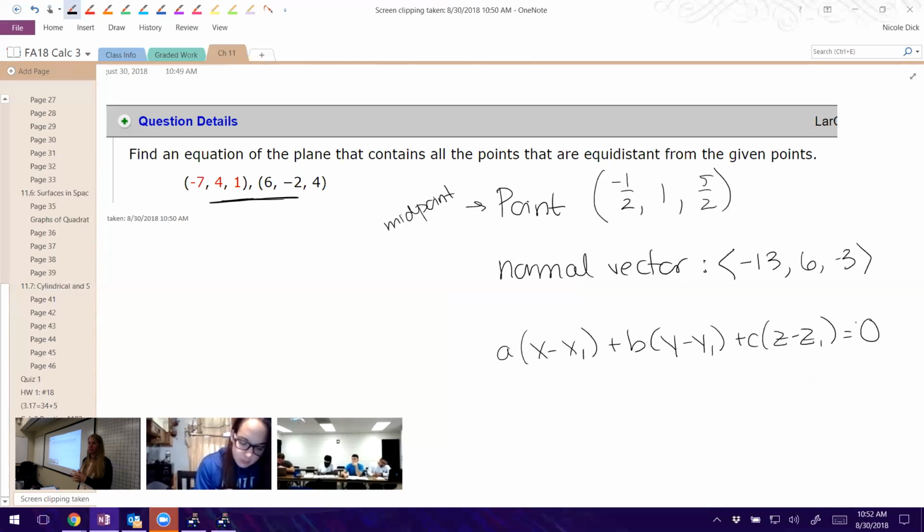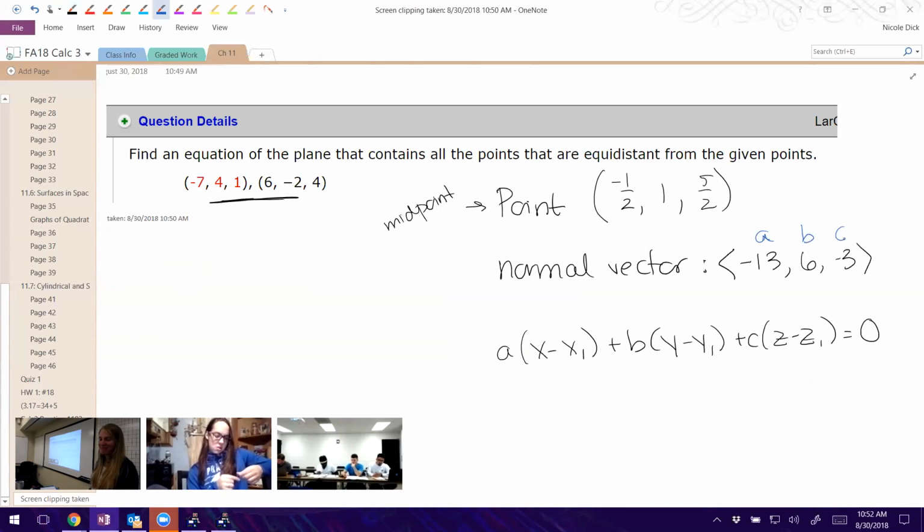So you find the normal vector, then, okay, this is pretty much what we're doing on the quiz. What do you do with that normal vector? Your normal vector is your A, B, and C. So -13 is going to replace A. That's 6. That's it. And then you just reduce it.